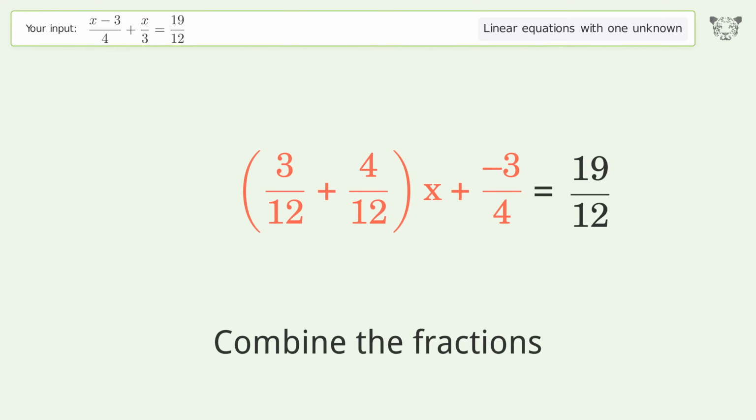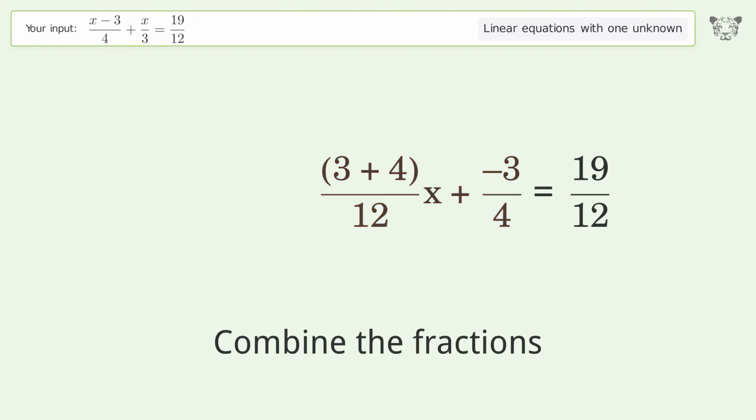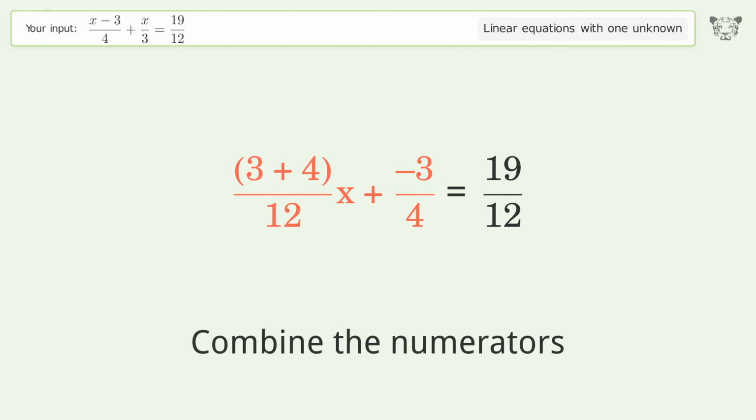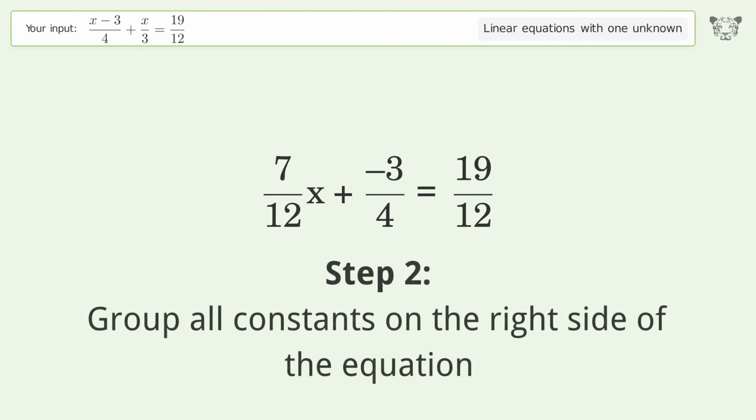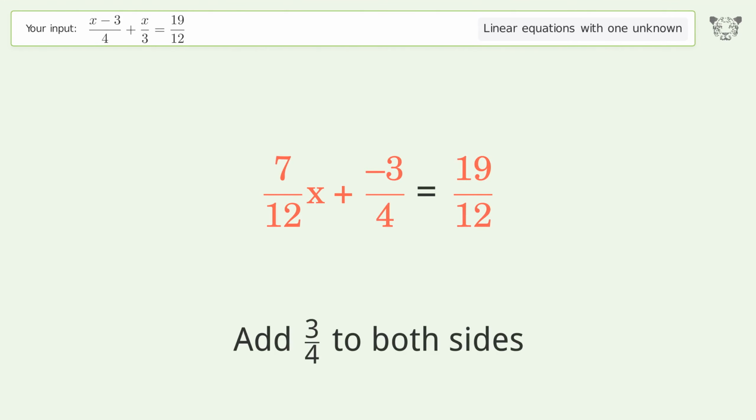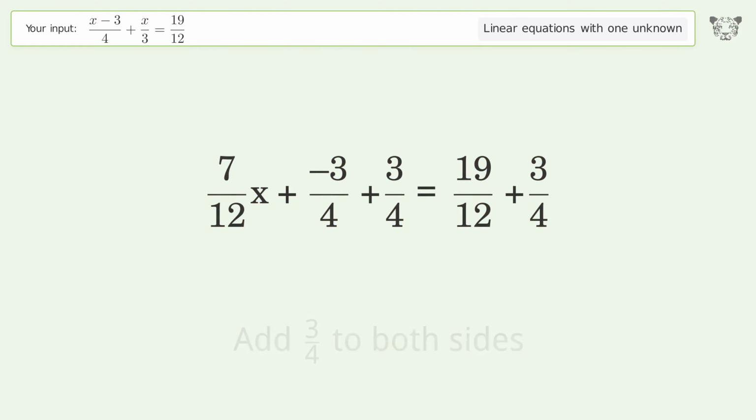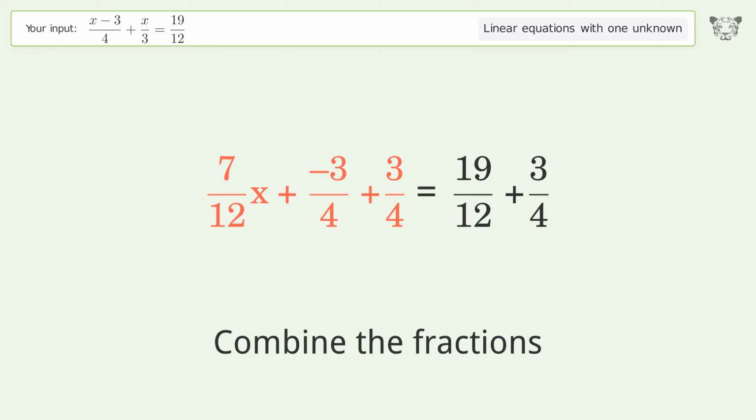Combine the fractions. Combine the numerators. Group all constants on the right side of the equation. Add 3/4 to both sides. Combine the fractions.